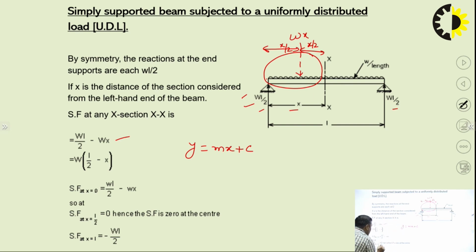And at x equal to L, यहाँ पर ये कितना आ जाएगा भाई? At x equal to 0, this will be equal to WL by 2, since only the term WL by 2 remains. At x equal to L by 2, this whole term becomes 0. At x equal to L, this becomes minus WL by 2. Clear? I now have all the values.